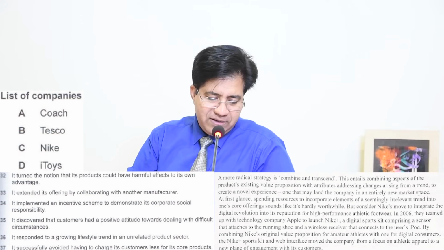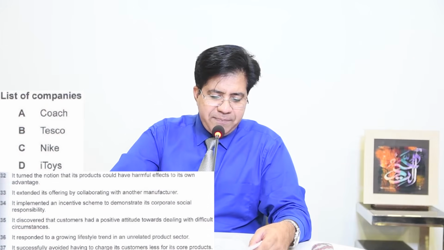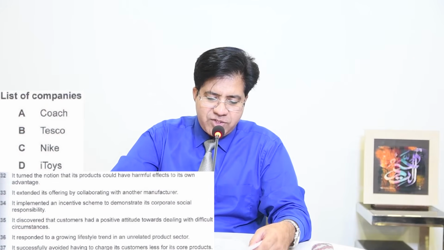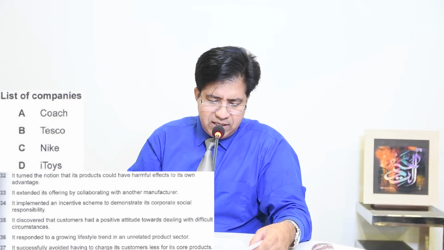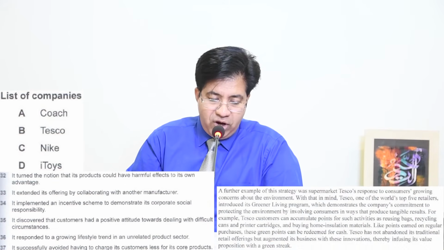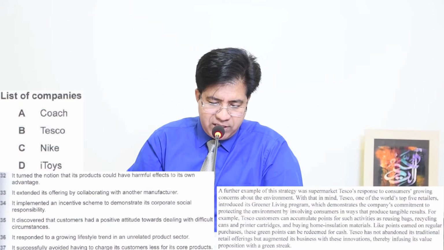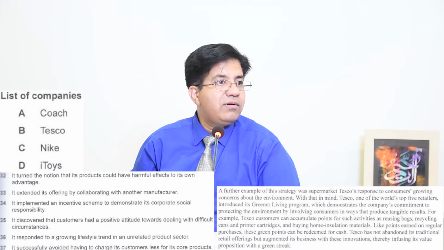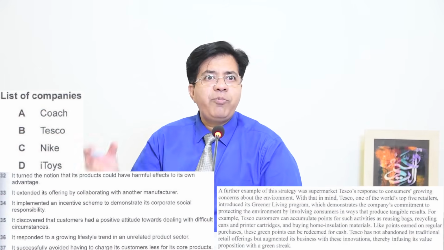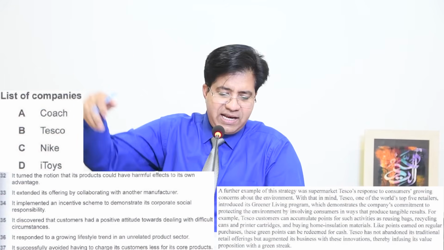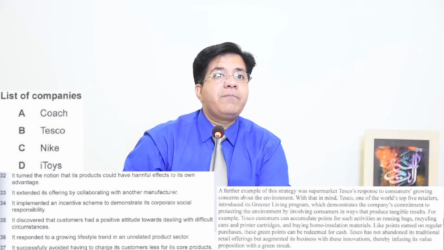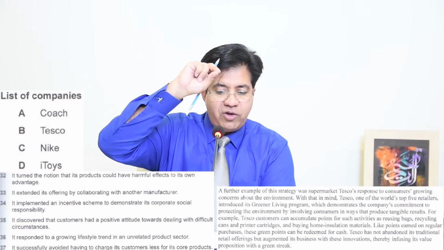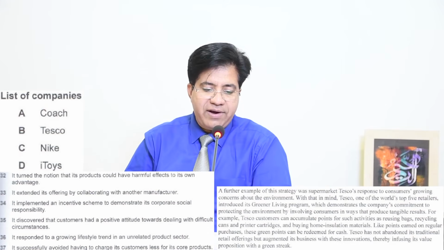Now we come back. Question number 34. It implemented an incentive scheme to demonstrate its corporate social responsibility. Which company offered the scheme of points and all that? Tesco offered that. Tesco is which option? B. Write it down. See that the point system, if you use the card and this and that. Well done. 34, answer is B. And do one more thing. Cross 33 and cross 34 because we found these answers already.